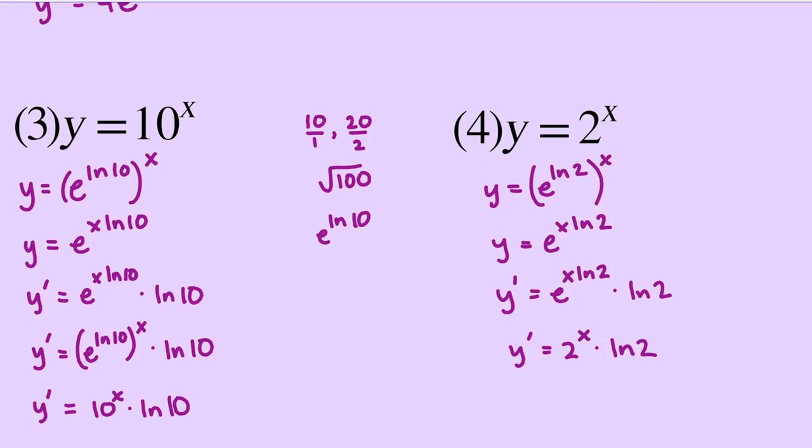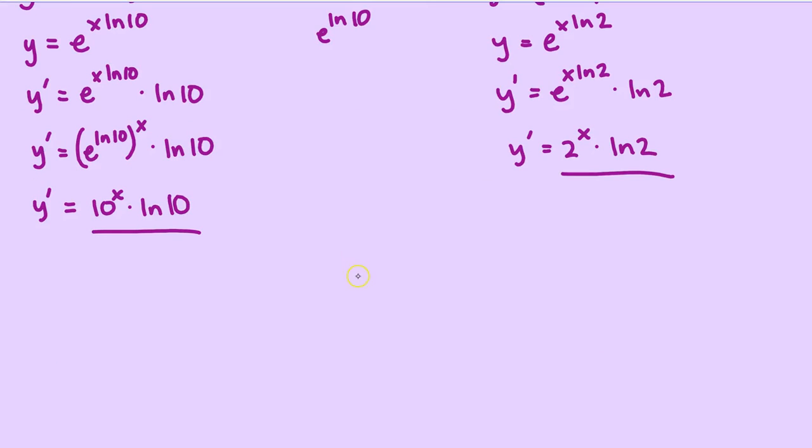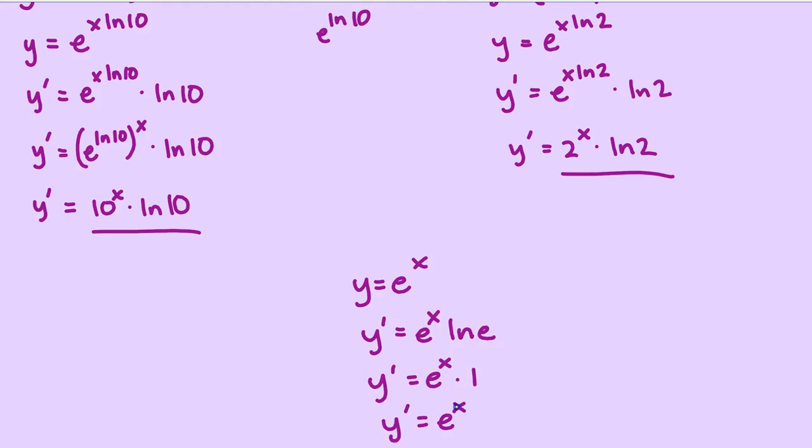Okay, when we were finding the derivative of 10 to the x, we got 10 to the x natural log 10. When we were finding the derivative of 2 to the x, we got 2 to the x natural log 2. So do you see what's going on here? And you can even apply this to y equals e to the x. Its derivative would be e to the x times the natural log of e, because the natural log of e is just 1, so that's still going to be e to the x.